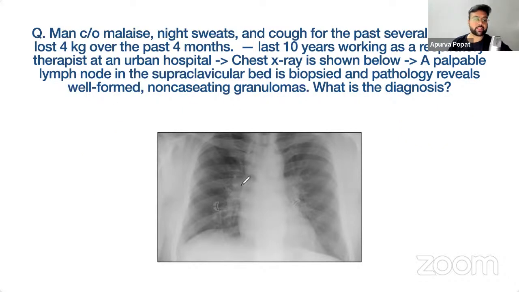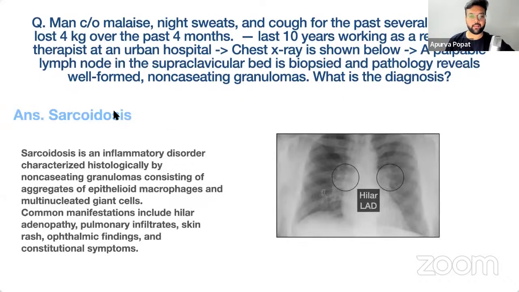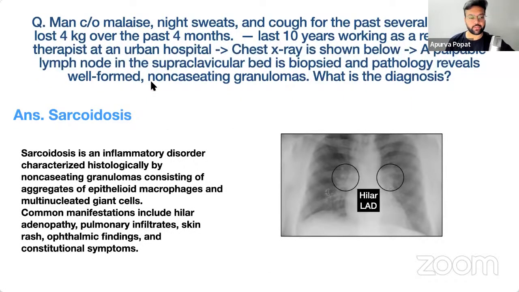Of course, the chest X-ray is showing the same thing. You see hilar lymphadenopathy, and if you take a biopsy, this is non-caseating granuloma. Okay, perfect. So this is again sarcoidosis. Very good.